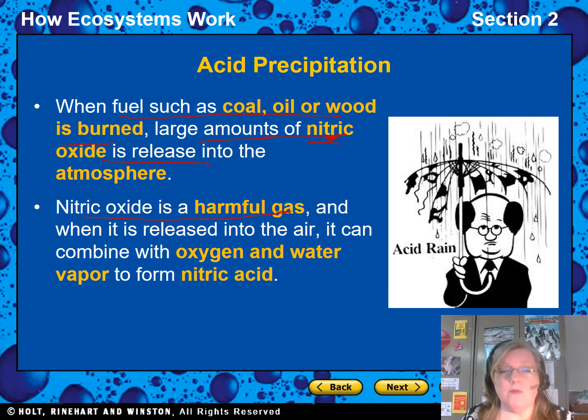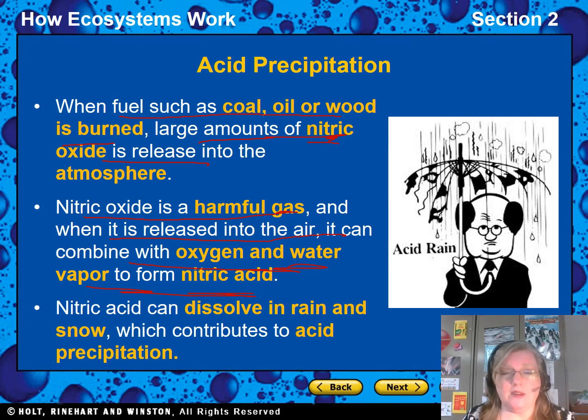Nitric oxide is a harmful gas, and when it's released into the air, it can combine with oxygen and water vapor to form nitric acid. And this nitric acid can dissolve inside the rain and snow and fall as acid rain. So this is coming out of the smokestacks and stuff when we burn coal, oil, or wood. Okay, comes out of the smokestacks. It mixes with the rain and comes down as acid rain.